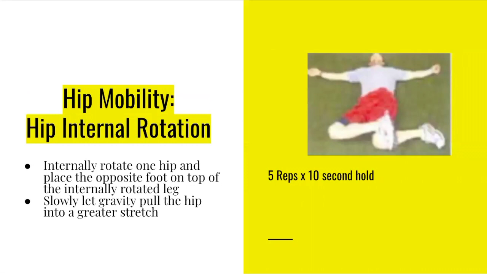Hip mobility with hip internal rotation. Internally rotate one hip and place the opposite foot on top of the internally rotated leg. Slowly let gravity pull the hip into a greater stretch. Do this for 5 reps and a 10-second hold each time.